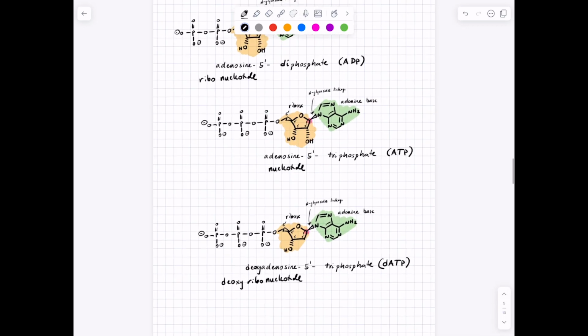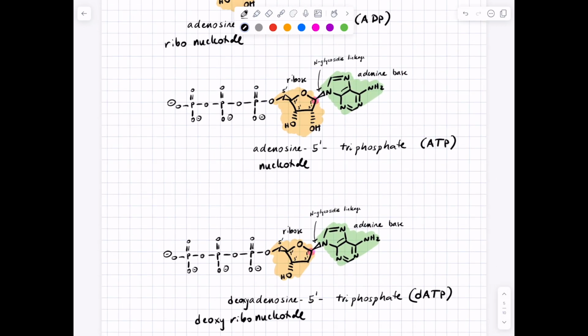All right, so that's your survey of nucleic acid structure. What we want to do next is talk about the synthesis of polymers of these individual nucleotides, and that will get us into talking about DNA structure and function.